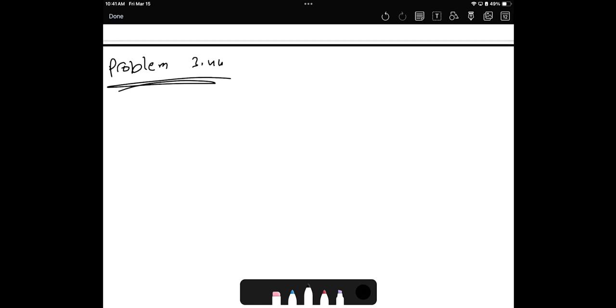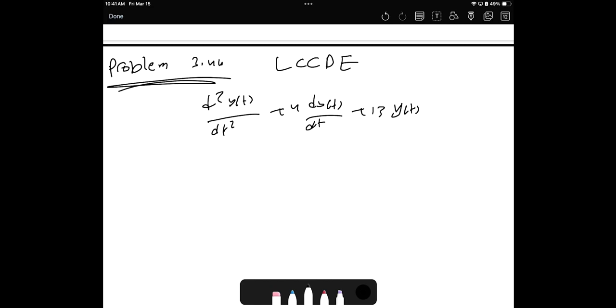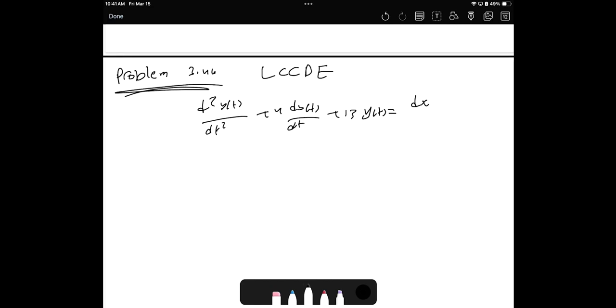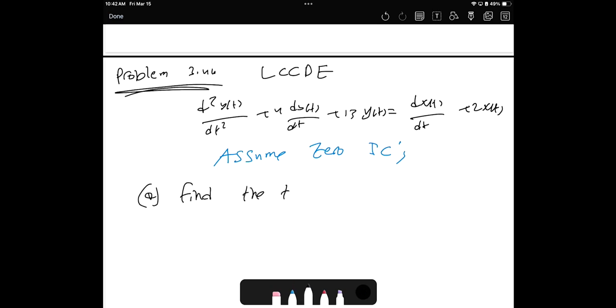Okay, we already have the LCCDE description, which is d squared y of t by dt squared plus 4 dy of t by dt plus 13 y of t equals dx of t by dt plus 2x of t, and we will assume zero initial conditions. So part A, find the transfer function, or sometimes find h of s, whatever you call it.